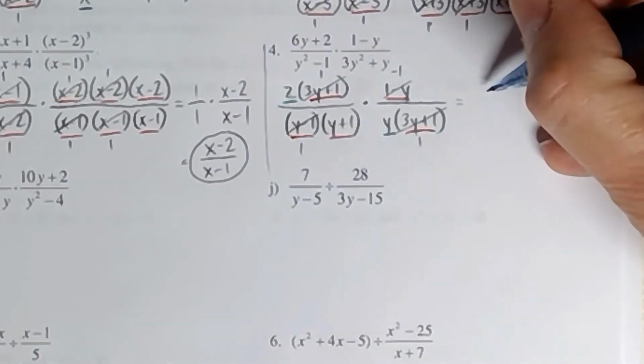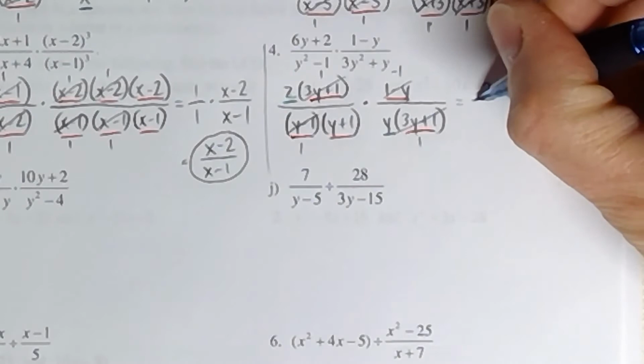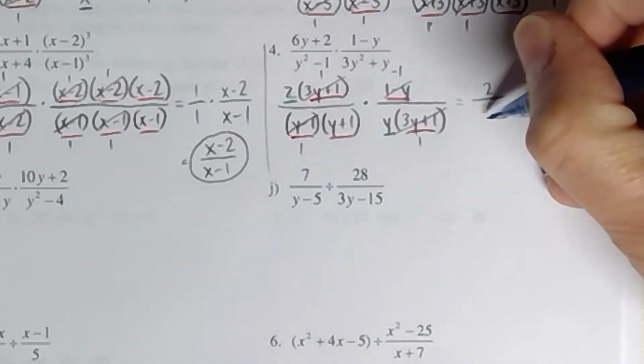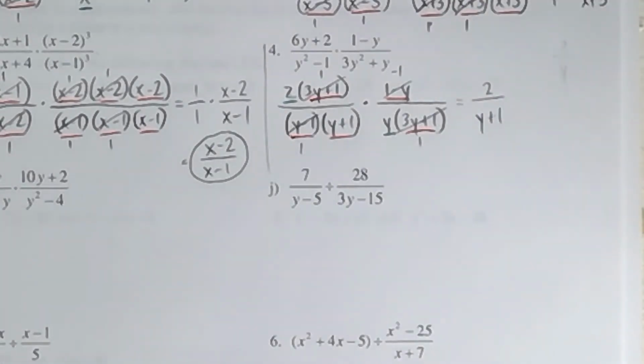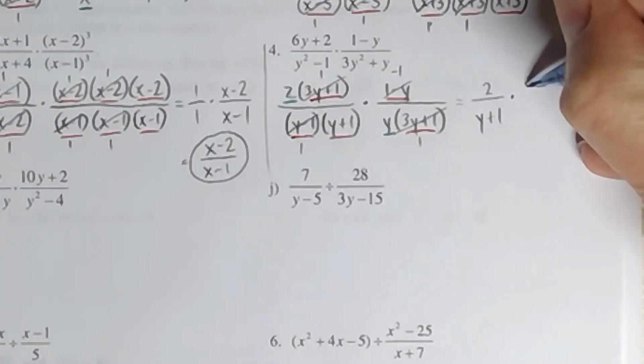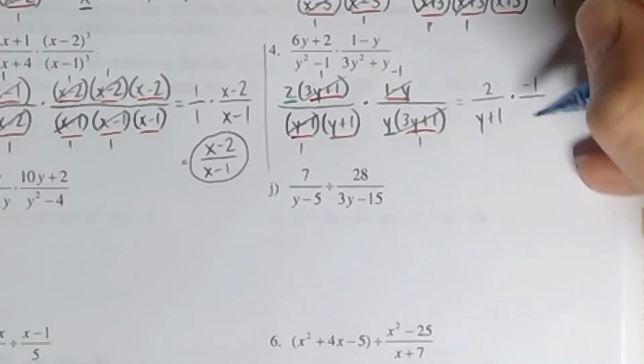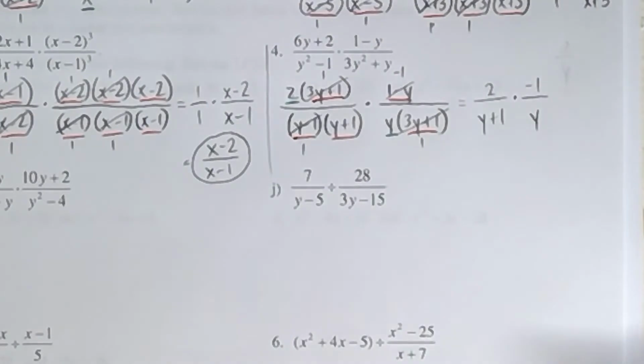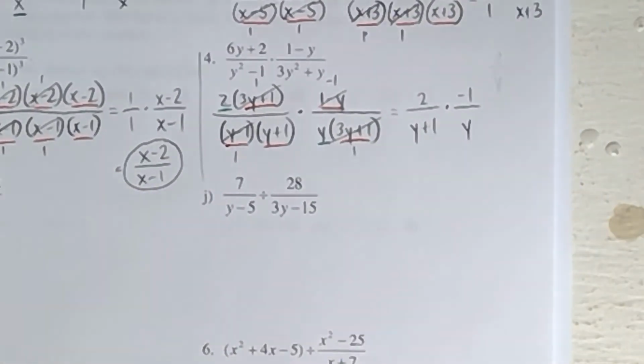So let's clean up this mess here. We got 2 times 1 on the top of the first fraction. We got y plus 1 underneath that. On the second fraction, I got -1 over y times 1, which is y. Now, when we actually multiply that together, you guys need to remember something important here.